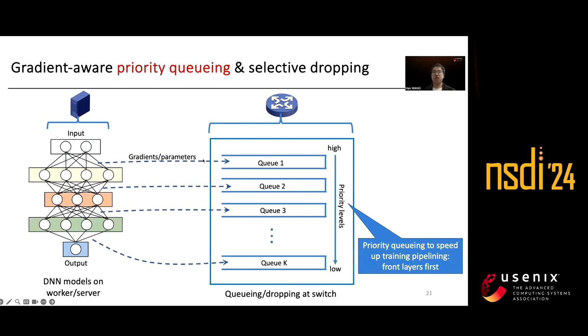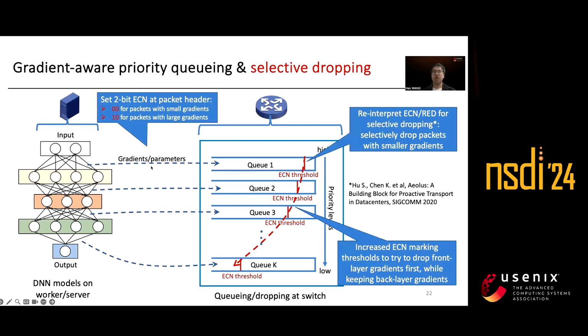For priority queuing, it maps packets of front layers to high priority, which speeds up the training pipeline. For selective dropping, it decides whether to drop a packet from two dimensions. On the layer level, we selectively drop from later layer packets. The corresponding higher priority queues are set with a lower dropping threshold. Note that there is no need for complex deep packet inspection, and both priority queuing and selective dropping can be readily implemented with a commodity switch by checking the DSCP and ECN fields, respectively.